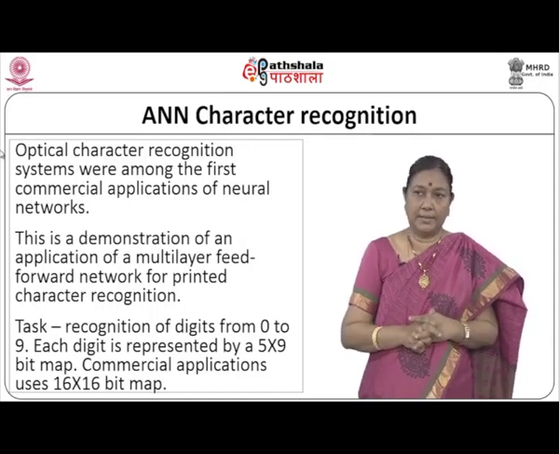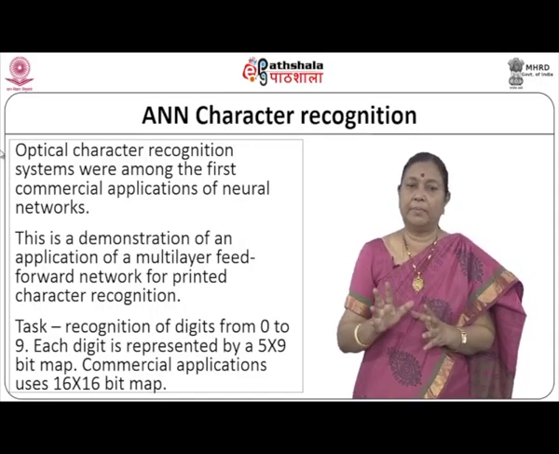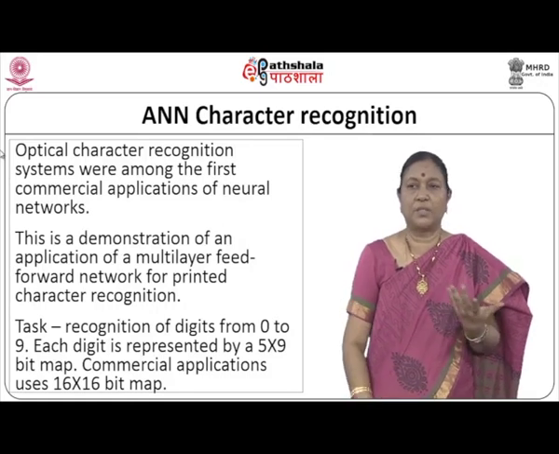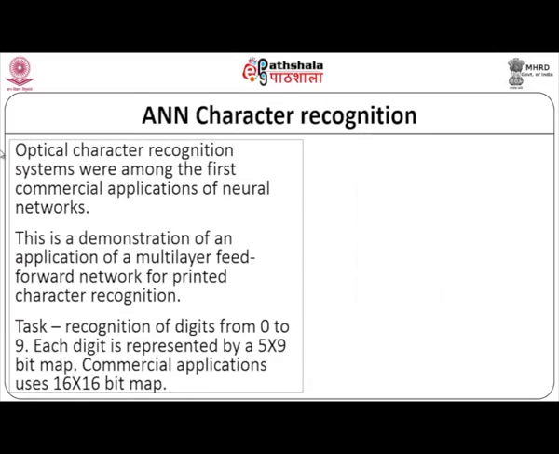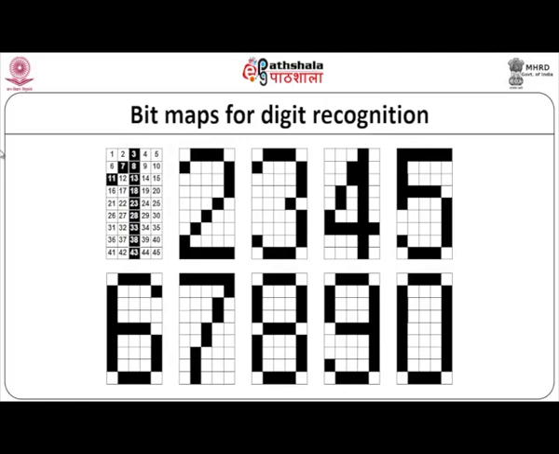Each digit is represented by a 5 by 9 bit map. The commercial applications use a 16 by 16 bit map, but here, for simplicity's sake, we are using this. If you look, 9 times 5 is 45. So, here you have the bit maps for the digit recognition. Each digit is represented by a matrix of 9 by 5.